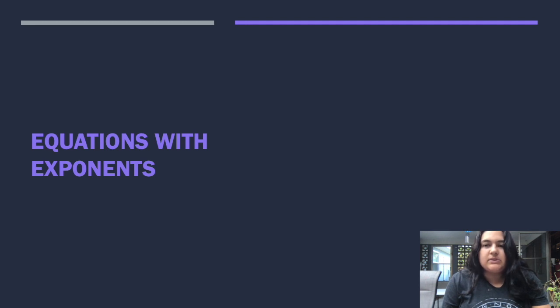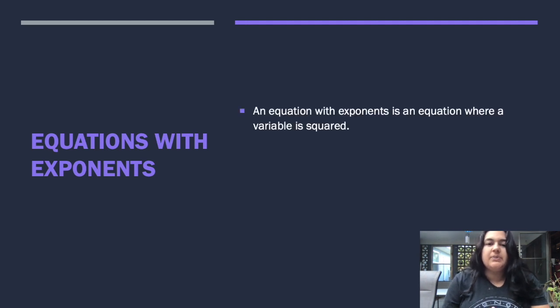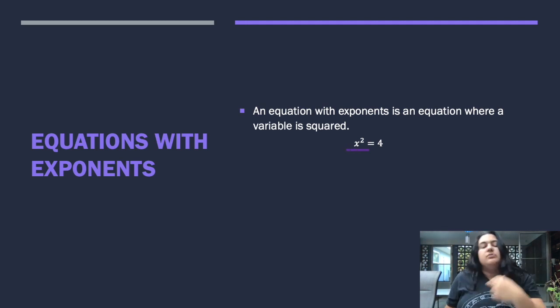Equations with exponents. An equation with exponents is an equation where a variable is squared. Okay, so it's not a 2 squared or 3 squared, it's not a constant squared, it is a variable squared. And that's going to look something like this: x squared is equal to 4. That would be an equation with an exponent. See that x squared? That's what does it.